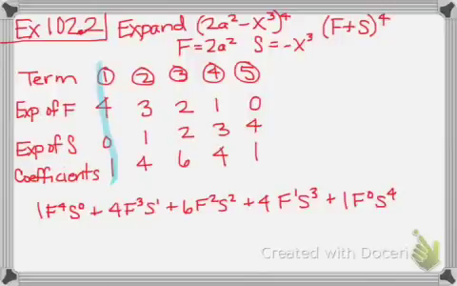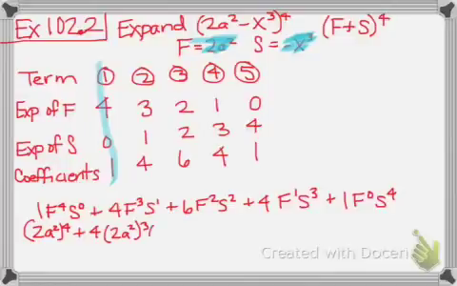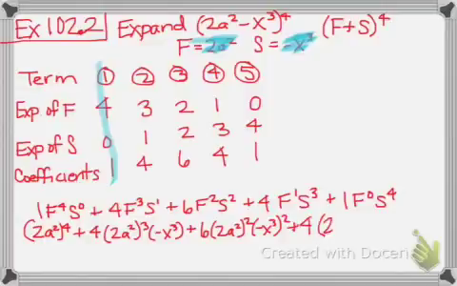Now we take those f and s up at the top and we'll plug those in. So we end up getting 2a squared to the fourth power plus 4 times 2a squared to the third power times negative x cubed plus 6 times 2a squared squared times negative x cubed squared plus 4 times 2a squared times negative x cubed cubed plus negative x cubed to the fourth power. And from here you just simplify.